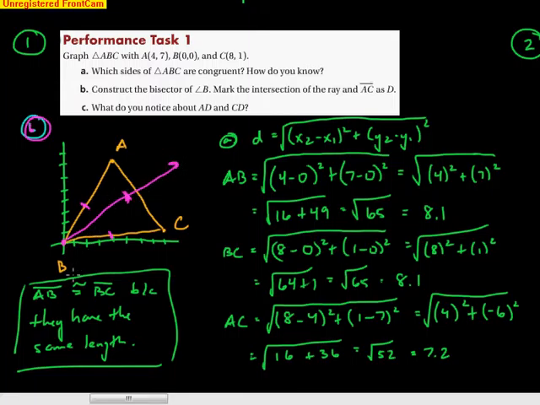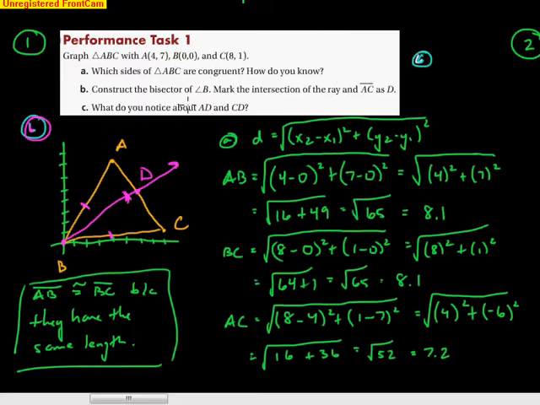Just like this. And they said mark the intersection of the ray with AC as D. And there's point B. And there's point D. And that's part B. Okay? So notice how it brings in the distance formula with constructing. That's great. And then C. And I'll do C right up here in blue.